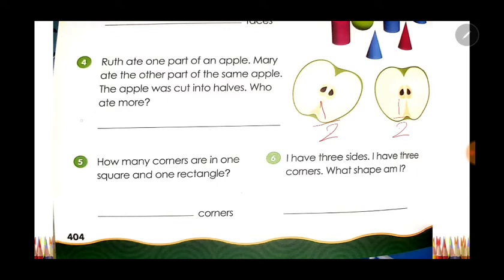So we said here they ate the same amount.